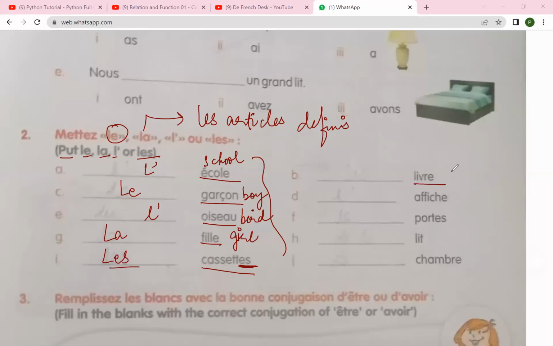Livre. Here livre is a book. Okay. So what will you write? So with livre, you'll write le. We have done this a number of times. We've come across this noun many times. So you should remember that this is an exception. Despite having an E at the end, it is masculine. So you have to remember such nouns so that you don't go wrong while speaking or writing in your exams.